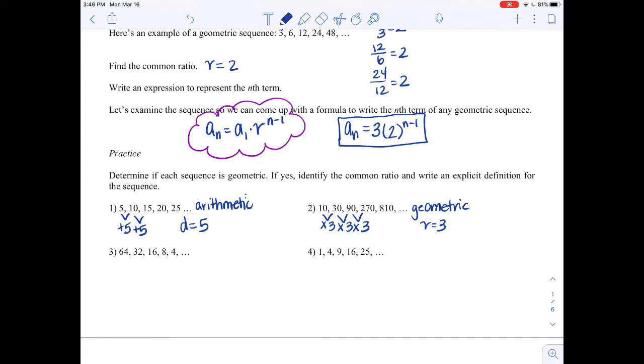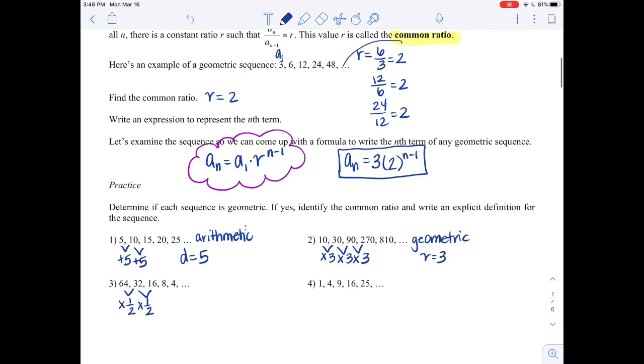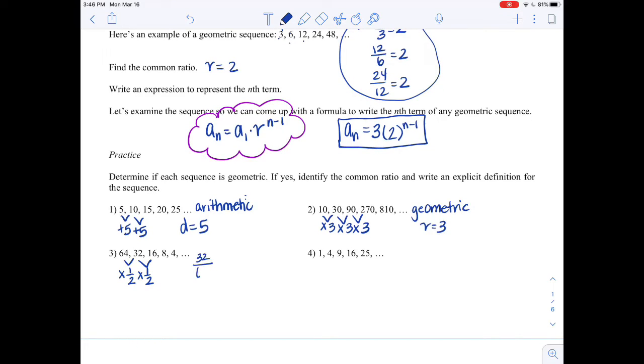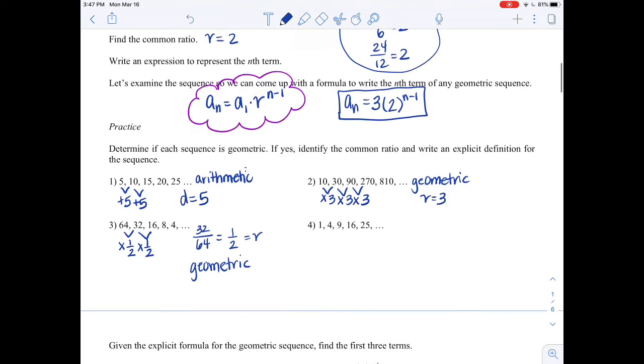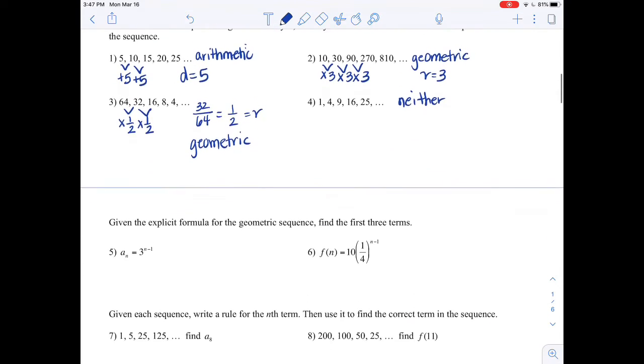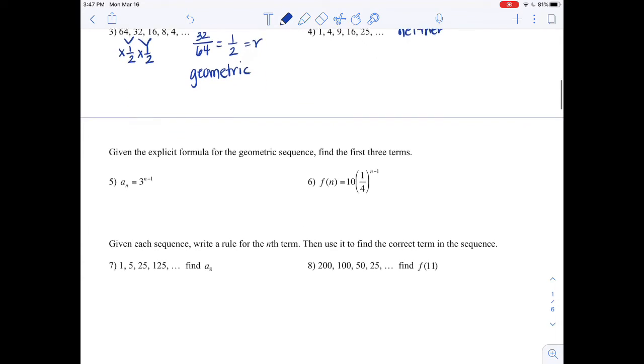It's okay for a geometric sequence to have a common ratio that is a fraction. If you take a look at number 3, don't think of it as dividing by 2 and dividing by 2. Think of it more as multiplying by 1/2 and multiplying by 1/2. Remember how I mentioned finding the common ratio above? I took the second term and divided by the first term, or the third term and divided by the second term. If I take the second term and divide by the first term, you can see that it comes out to be a common ratio of 1/2, and that is also why this is a geometric sequence. This last one is neither. It is not arithmetic or geometric. There's no common difference or common ratio.